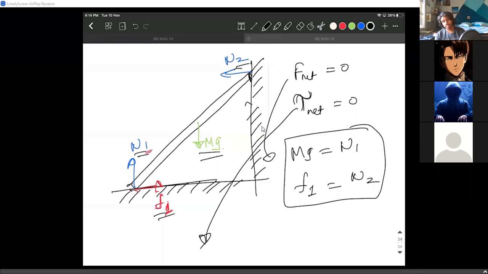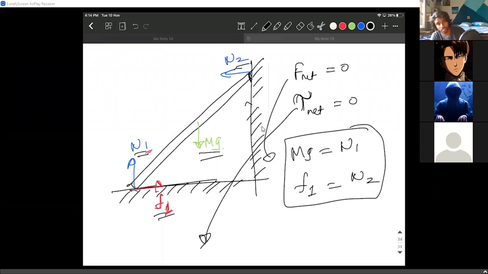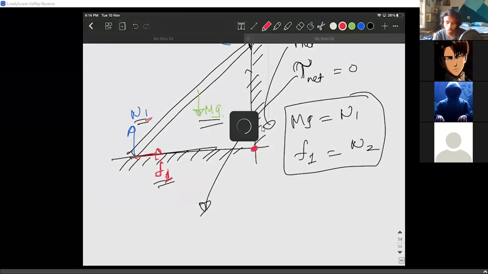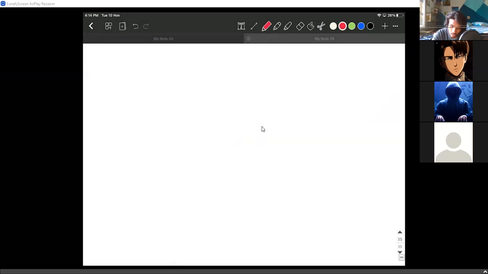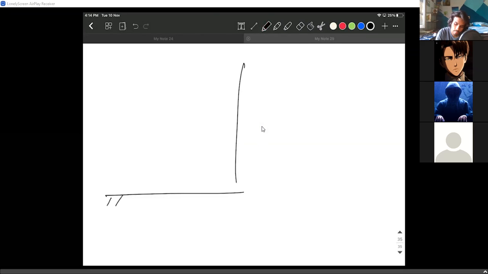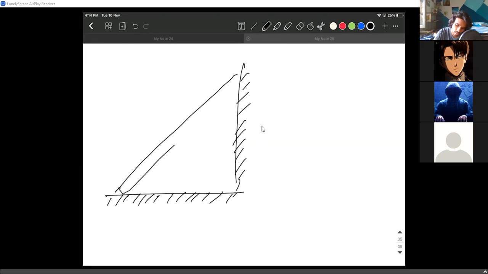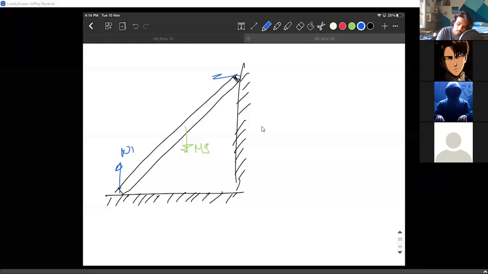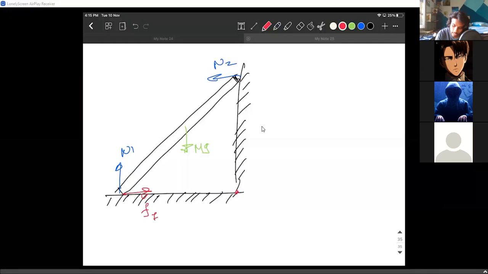Now, writing the torque is an interesting idea here. You can literally choose any point and write the torque about it randomly. I'm going to teach you how to write the torque. I'm going to draw the diagram again. There is nothing wrong in writing the torque about any point. Mg, N1, N2, and then friction. So what I'm saying is I can write the torque about this point.